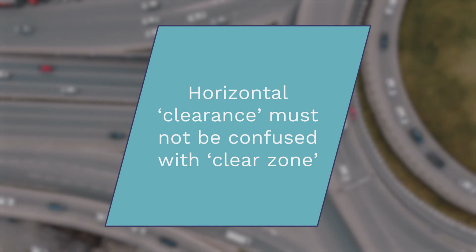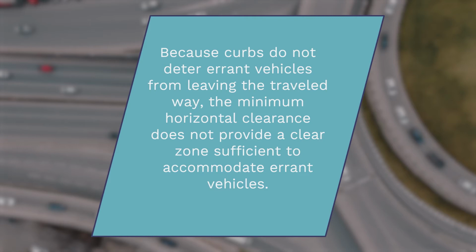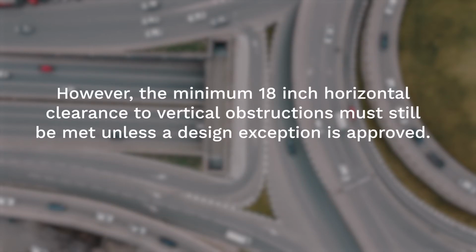Horizontal clearance is not the same as clear zone. The horizontal clearance that's discussed in the AASHTO Green Book is the minimum standard offset that allows for normal traffic conditions. Curbs do not necessarily deter errant vehicles from leaving the traveled way, so the minimum horizontal clearance does not necessarily provide a clear zone sufficient to accommodate errant vehicles. A minimum 18-inch horizontal clearance to vertical obstructions must still be met unless a design exception is approved.